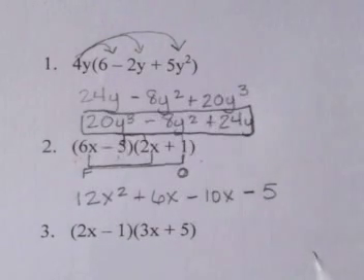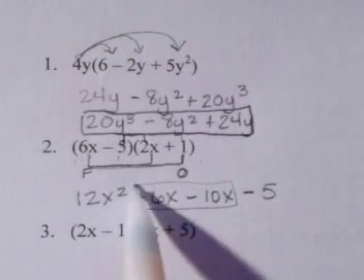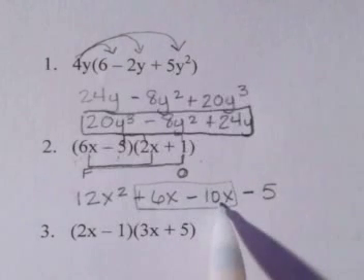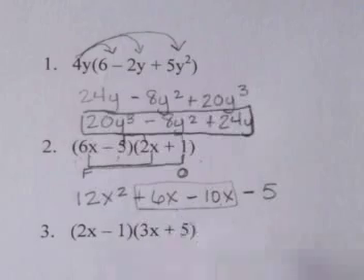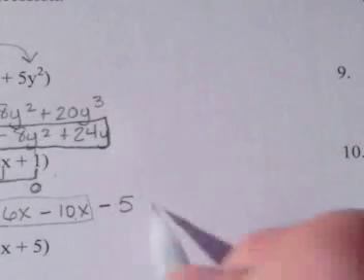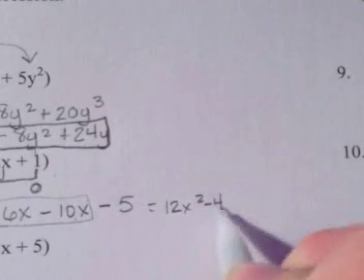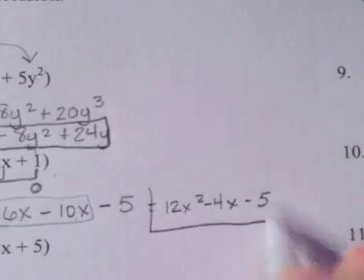So what I notice when I do a FOIL is the two middle terms are almost always like terms. Notice like terms have the same variable taken to the same power. So I need to add these two terms. And when I do, it gives me 12x squared minus 4x minus 5. And this is how I would write my answer.